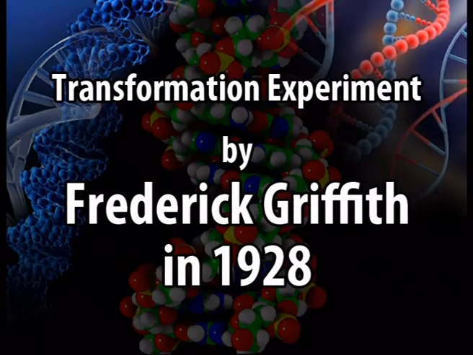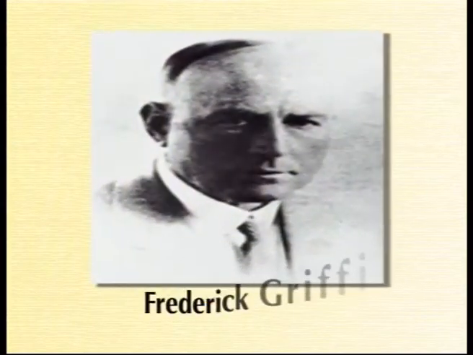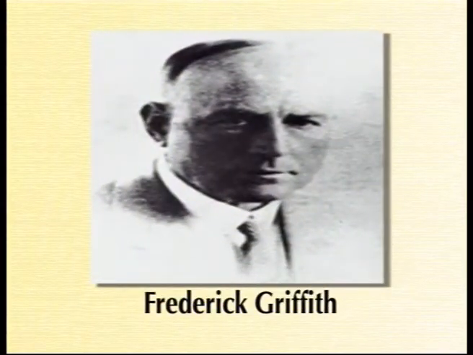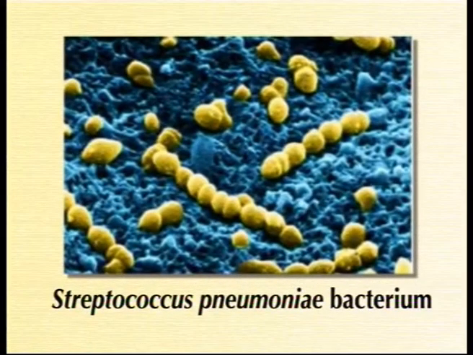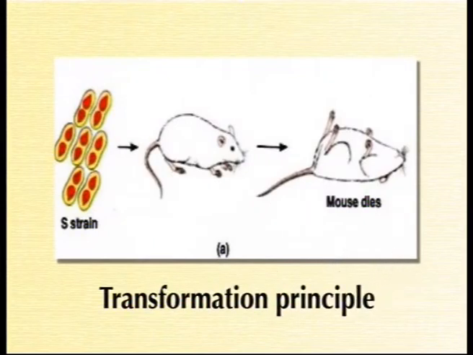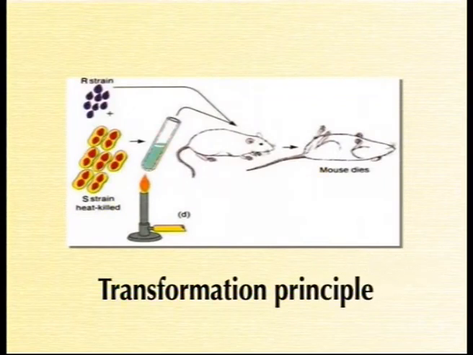So, the first transformation experiment by Frederick Griffith in 1928. This person, Frederick Griffith, who was an English army doctor, wanted to make a vaccine against a bacterium named Streptococcus pneumoniae, which caused a type of pneumonia in human beings but is normally lethal in mice. Though he failed in making the vaccine he was targeting, he eventually stumbled on the demonstration of the transmission of genetic instructions by a process we now call the transformation principle.